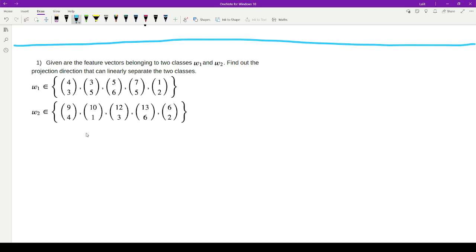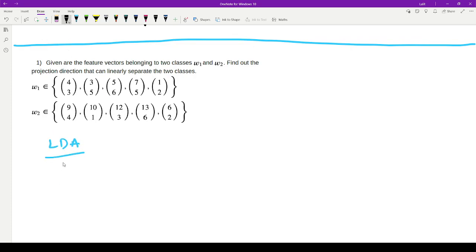So you are given two sets of feature vectors for the two classes. So you need to find the projection direction that can linearly separate the two classes. So what method would you like to use? There are so many things that we discussed till now. LDA. Yeah, so we need to use LDA here.